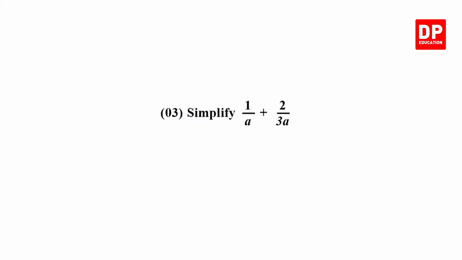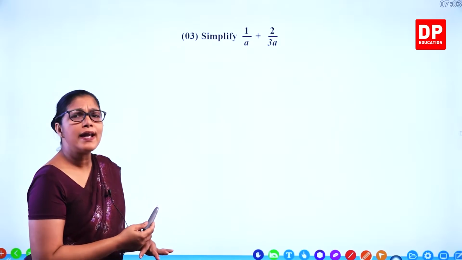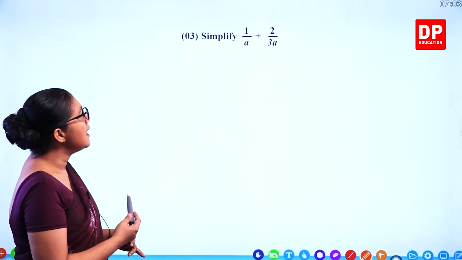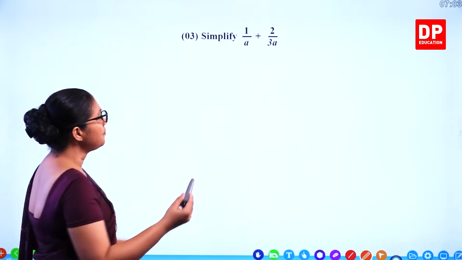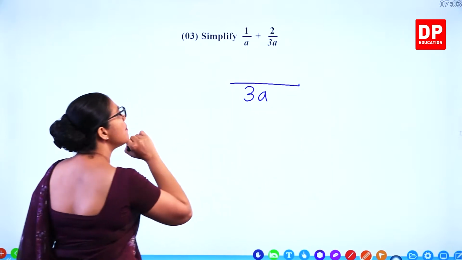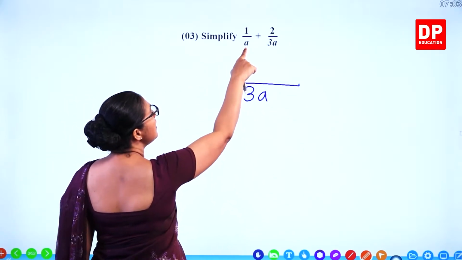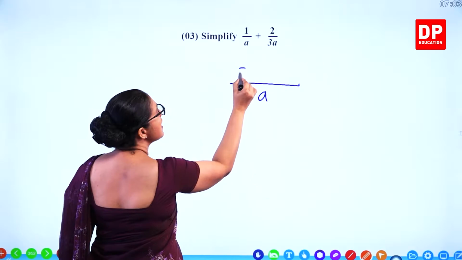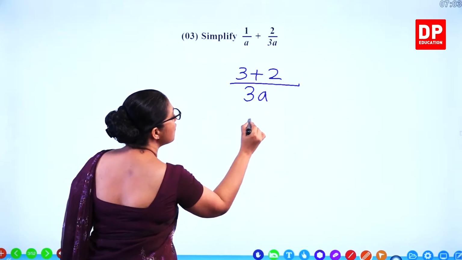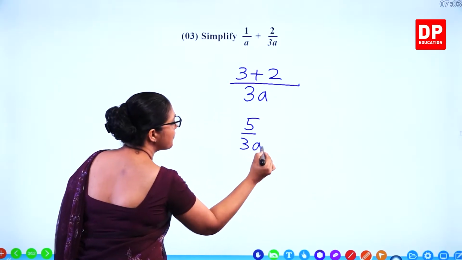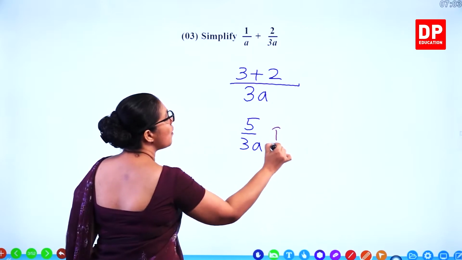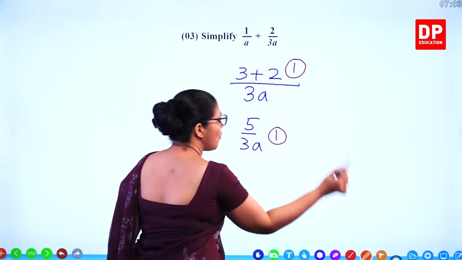Question number 3, simplify. So this is an algebraic expression. So you have to find the lowest common multiple of a and 3a. What's the lowest common multiple? That's 3a. Convert both to 3a. Here you have to multiply by 3. 3 times 1, 3. 3 plus 2. You get 5 over 3a. So 2 marks for that: 1 mark here and 1 mark for the method.